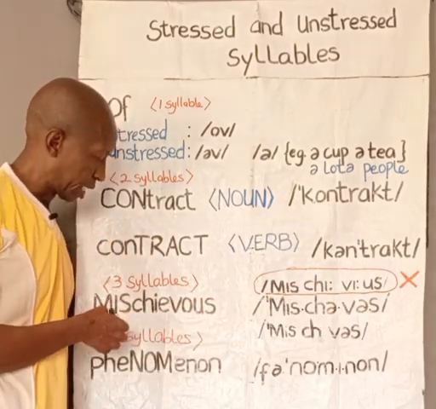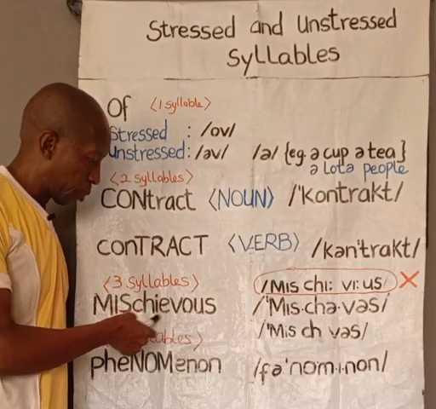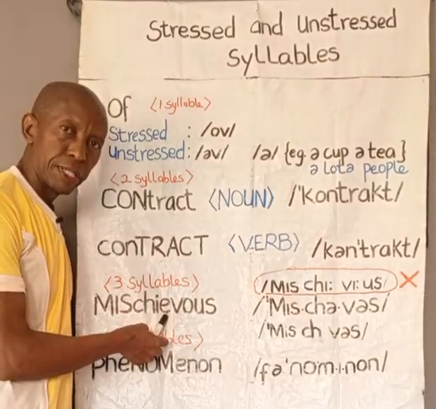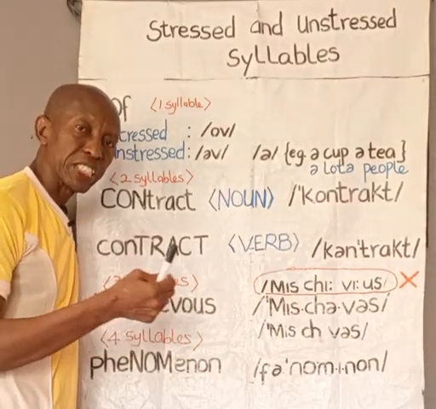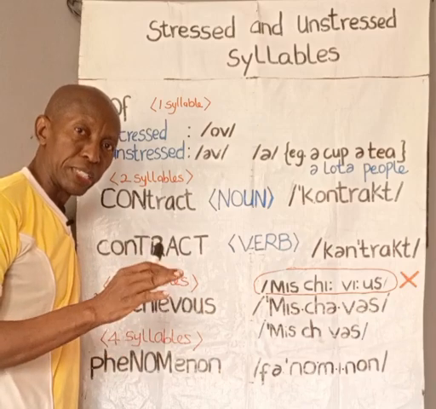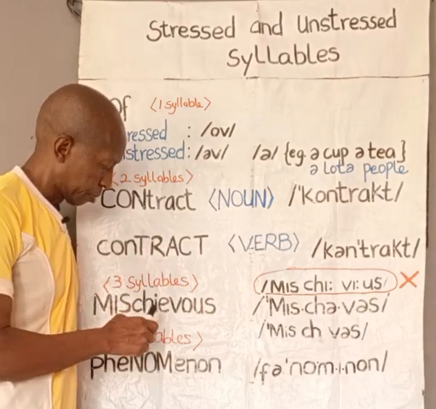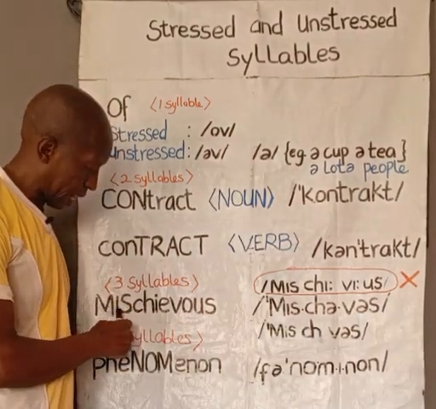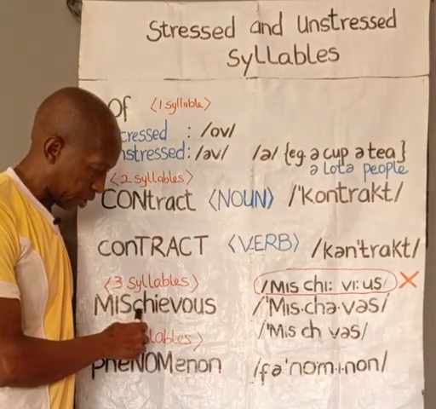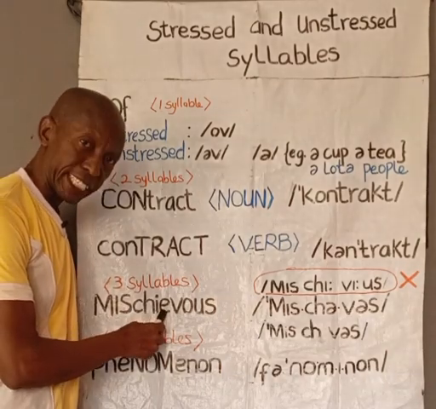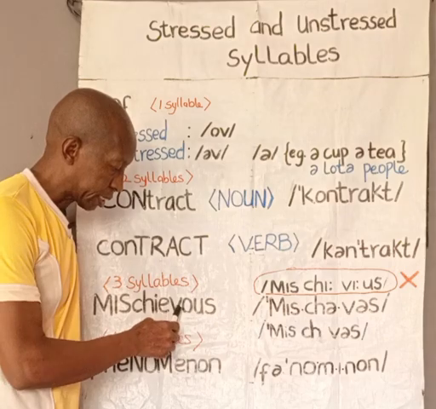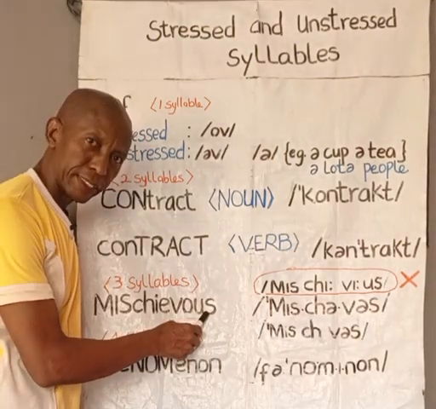Good. Let's move on to the next word here. Here we have mischievous. This word has 3 syllables. We are going to take it slowly. Here the first syllable is M-I-S. The second syllable is C-H-I-E. The last syllable is V-O-U-S.